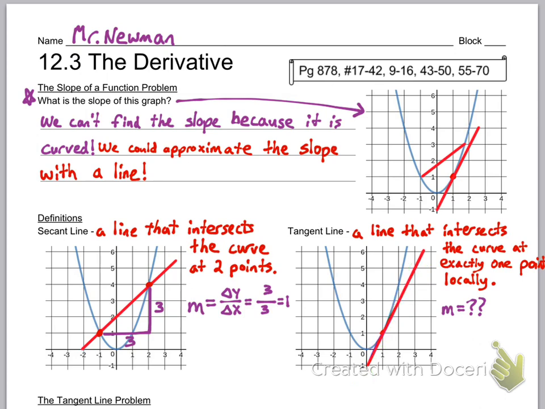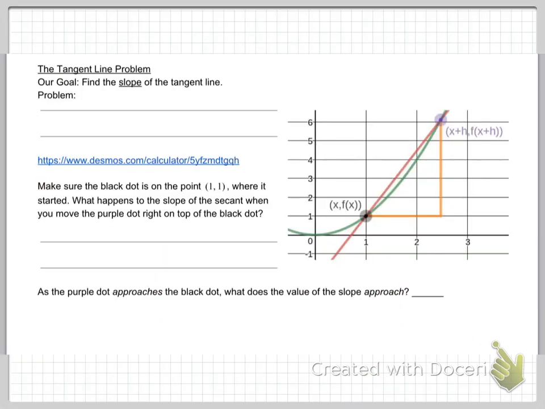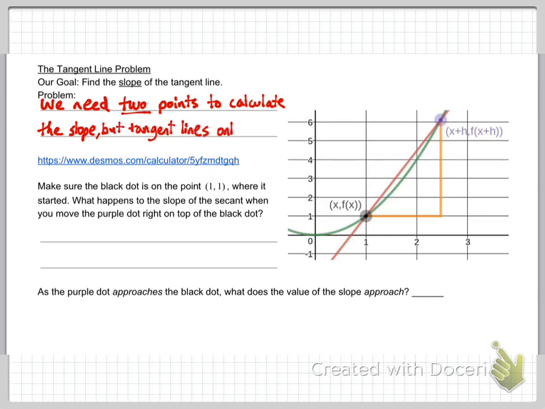And that is the problem that we are dealing with here. It's called the tangent line problem. Our goal is to find the slope of the tangent line, but the problem is, whenever you calculate slope, you need 2 points to calculate slope. But a tangent line only gives you 1 point. You only know that 1 point where the line touches the curve.